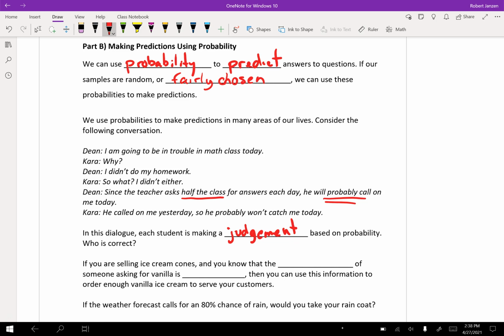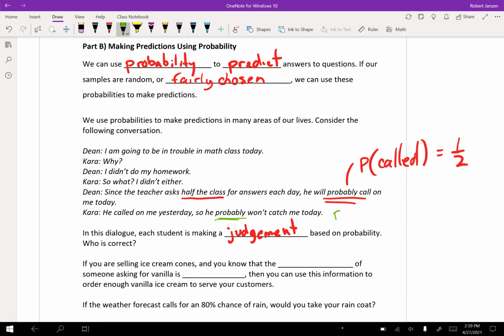Well, we know exactly what the probability is. The probability of being called, if it's half, is 1 out of 2. Okay? So when he says he's probably going to be in trouble, well, it's 50-50. He's got a 1 in 2 chance of being in trouble. Then let's look at what Kara says. Kara says, he called on me yesterday. He probably won't catch me today.